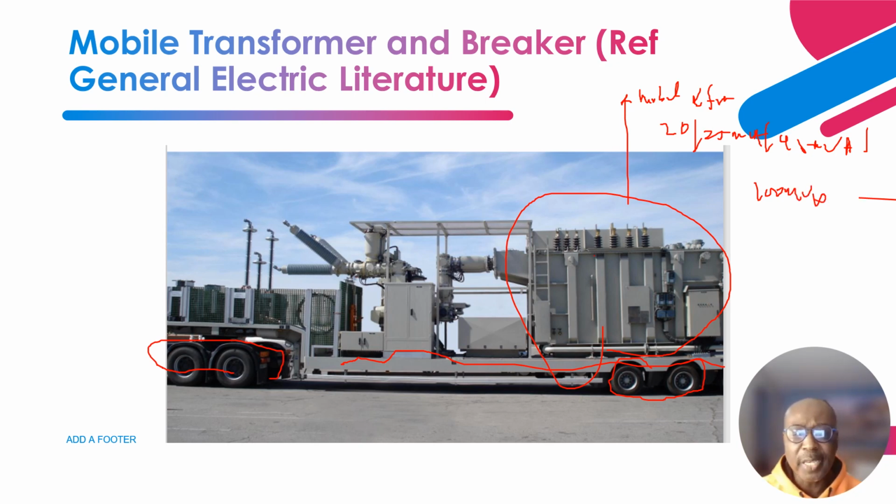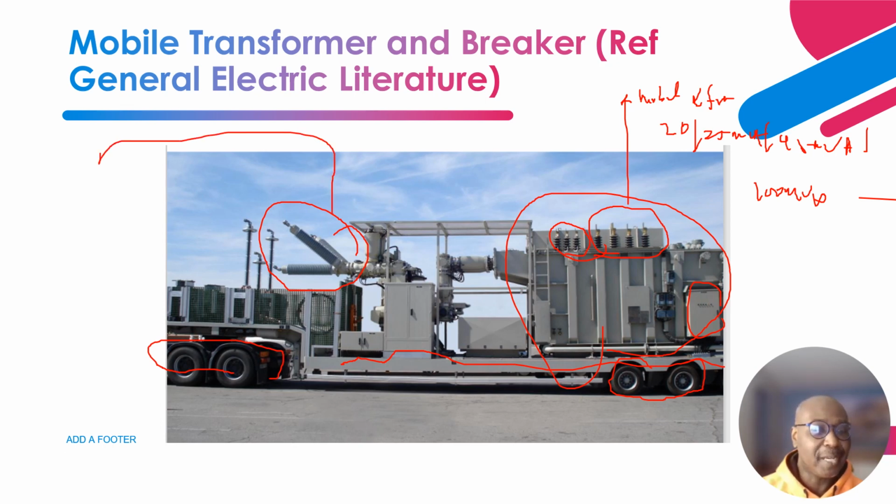So as you can see over here, this is the high side and this is the low voltage side. Okay, and this one is the controls for the mobile transformer. Okay, so on this side, right? Okay, it's your switchgear, right? Your circuit breaker, and as you can see over here clearly, this one is the gas insulated switchgear breaker. So it has breakers that are basically insulated in a gas, right?